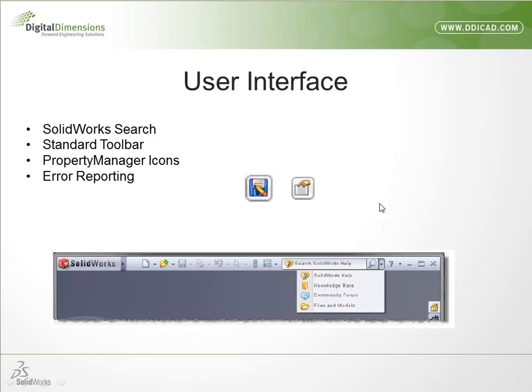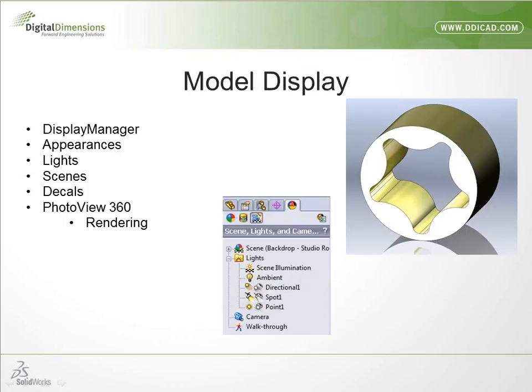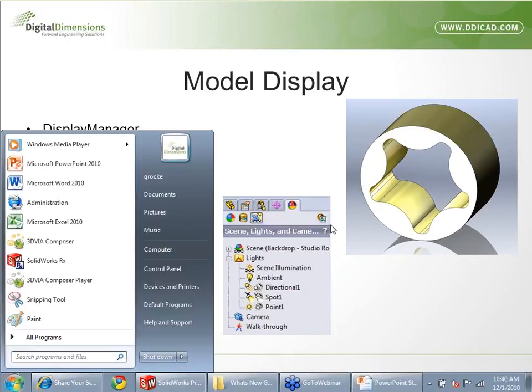Alright, model display. And this is probably the biggest thing that's changed as far as user interface type stuff, is this model display stuff. Basically, almost everything in this whole slide has to do with what's called the display manager now. So there's a feature manager, property manager, display manager, and a lot more, right?